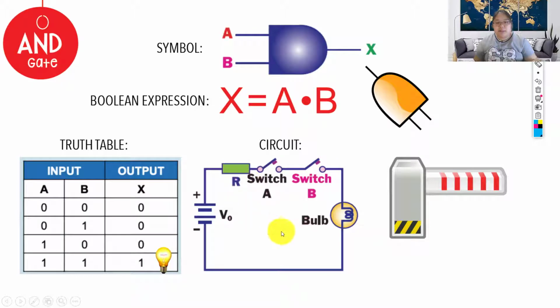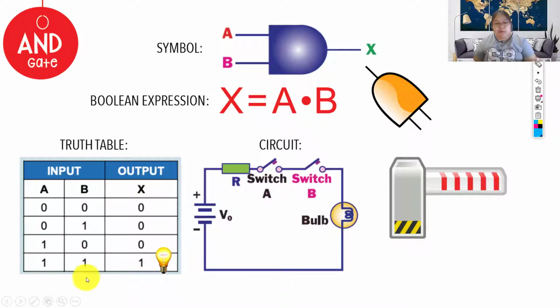Now we are going to see the circuit. The circuit has two switches arranged in series, joined together with a bulb. Now we see in what situation the bulb can light up. From this situation, you must know that both switches must be closed, then the bulb lights up. So this circuit is actually represented by the AND gate. The AND gate functions exactly like this circuit.